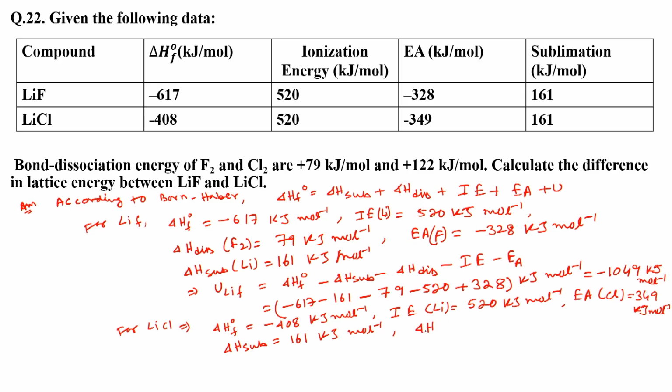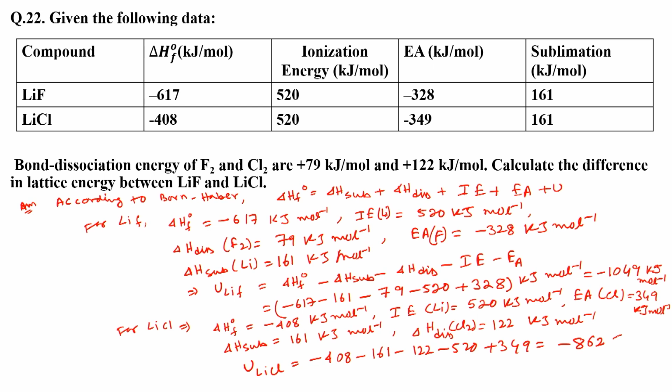and delta H dissociation of Cl2 is also given, is 122 kilojoule mole inverse. So, if we calculate now U of LiCl is minus 408 minus 161 minus 122 minus 520 plus 349. So, we get minus 862 kilojoule per mole.